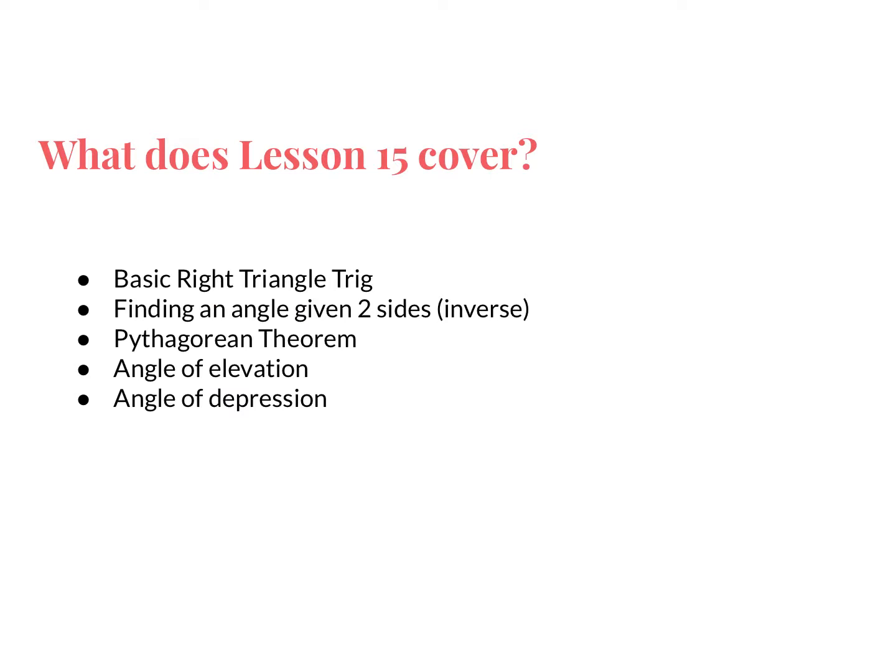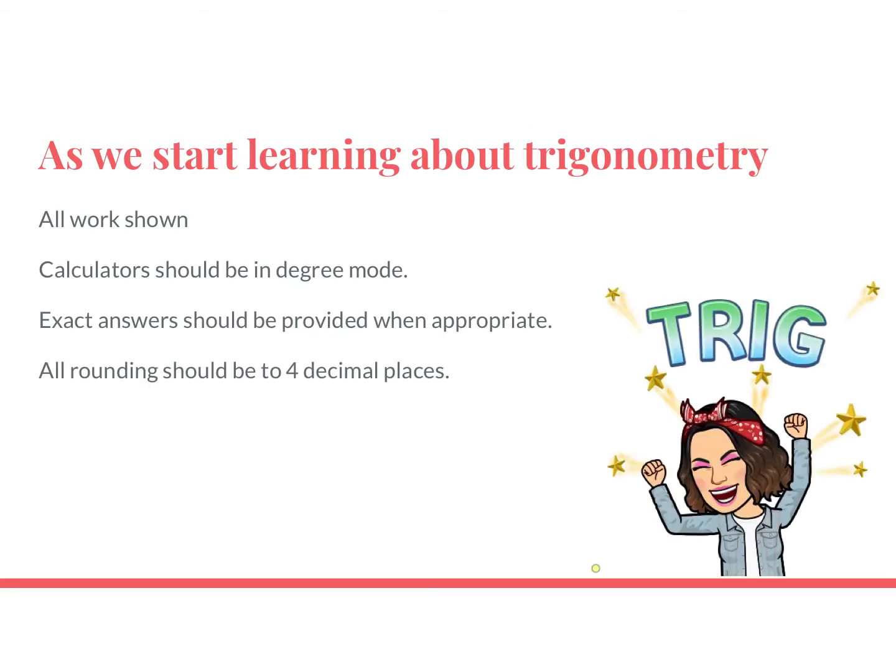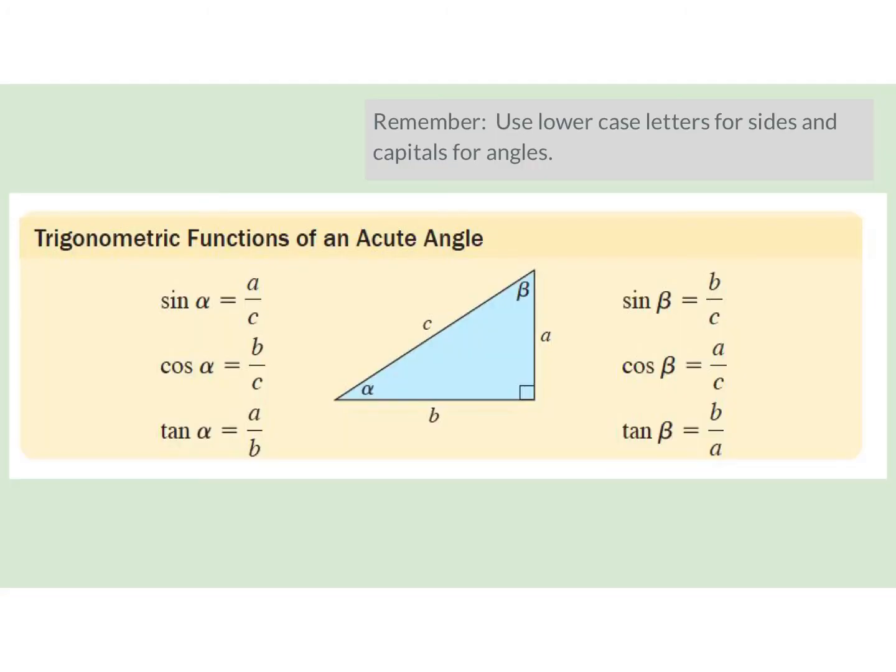In this chapter, we're going to talk about basic right triangle trig, find an angle given two sides. We're using the inverse, Pythagorean theorem, angle of depression, and angle of elevation. As we start to learn about trig, make sure all your work is shown. Until I tell you otherwise, always make sure your calculator is in degree mode. Make sure you provide both exact answers and the decimal approximation rounded to 4 decimal places.